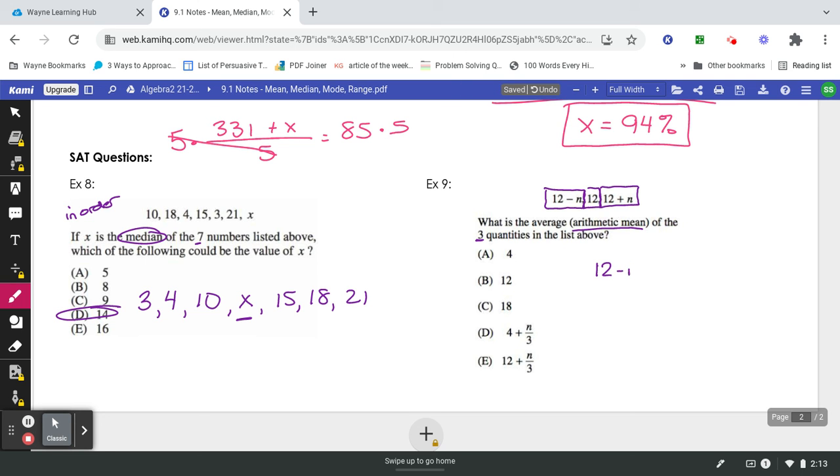So although I don't know what n is, I do know how to add like terms. So I'm going to add these together. When I combine the negative n and the positive n, those cancel out. And then 12 plus 12 plus 12 is 36. So that's me adding them together. Now I have to divide by how many numbers there are. There are 3 numbers. And 36 divided by 3 gets me an answer of 12.